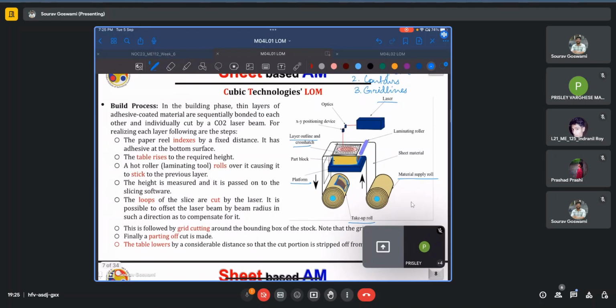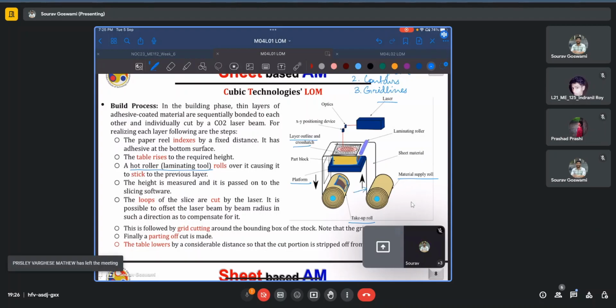Also, to bond each layer of paper to the previously deposited layer, a hot roller is used, which is actually a laminating tool, and it causes adhesion between the paper surfaces. It is possible that a thermally activated glue is used on the bottom side, or the back side, of this paper roll. When it is activated by this hot roller, it causes the new layer to stick to the previously deposited layers.